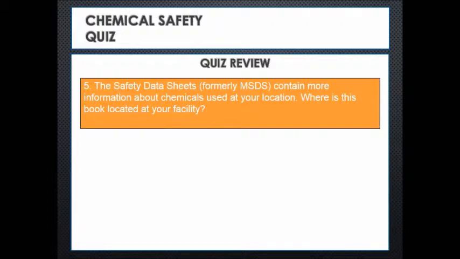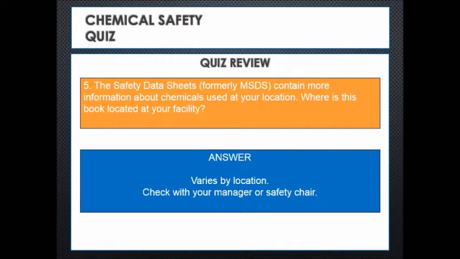Question 5. The safety data sheets, formerly called MSDS, contain more information about chemicals used at your location. Where is this book located at your facility? Answer: this varies by location. Please check with your manager or safety chair to find where your book is stored.